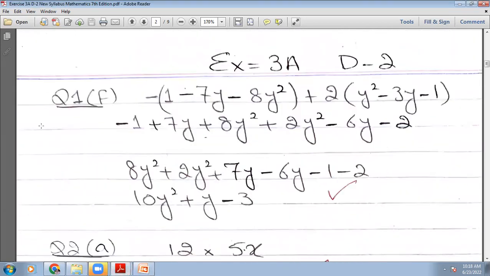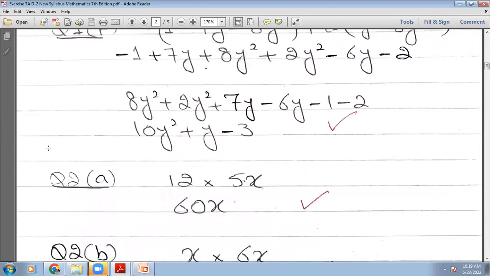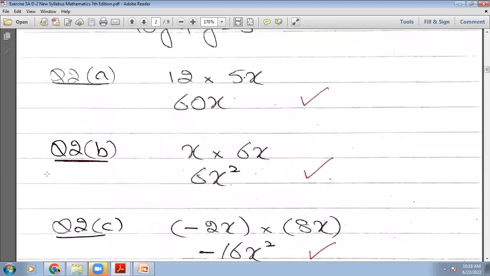So here we go. When you open that bracket, you will have minus 1 plus 7y plus 8y squared plus 2y squared minus 6y minus 2. Now we will arrange the like terms together. So we will have 8y squared plus 2y squared plus 7y minus 6y minus 1 minus 2. So it will be 10y squared plus y minus 3. Hopefully you understand how this is done. So let's move to the next question.